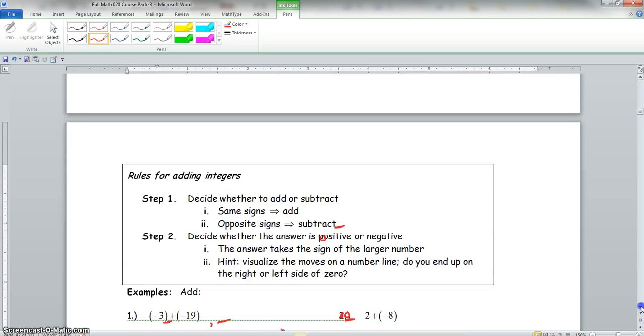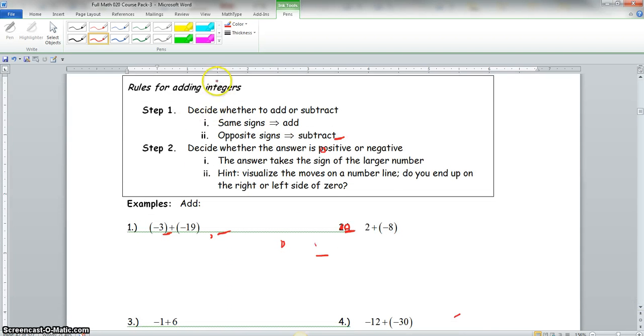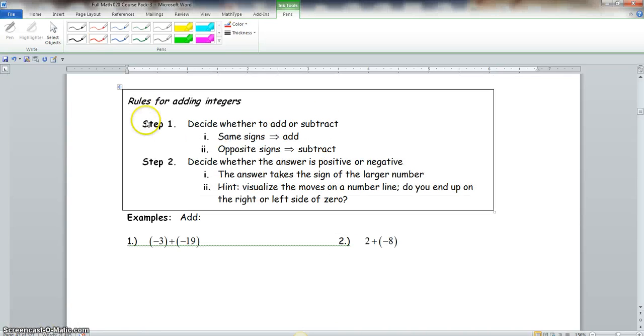Now we scroll down here to the next page. It says rules for adding integers. Decide whether to add or subtract. Okay, step 1. We have to decide whether to add or subtract. If they have the same sign, we will add them together. If they have opposite signs, we will subtract them. Now step 2. It says decide whether the answer is positive or negative. The answer takes the sign of the larger number. Hint, visualize the moves on a number line.